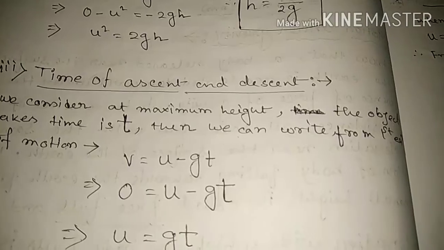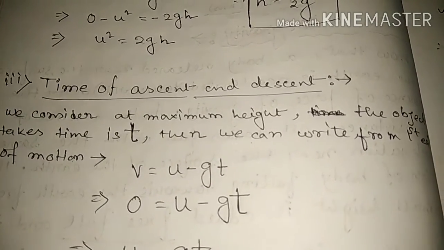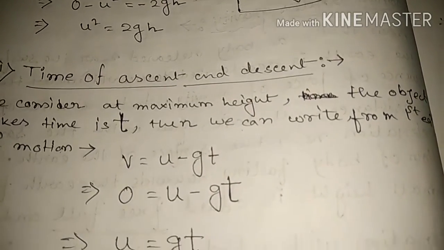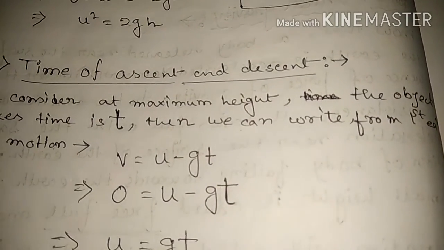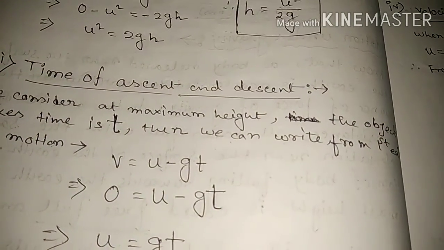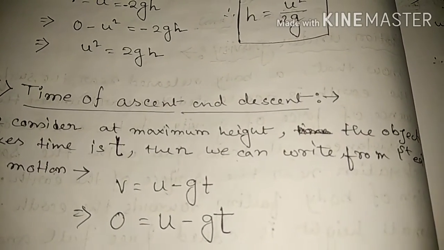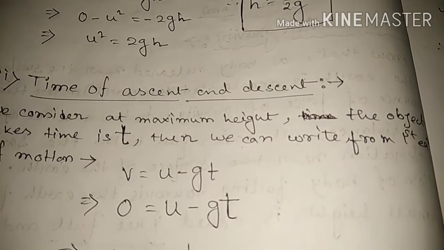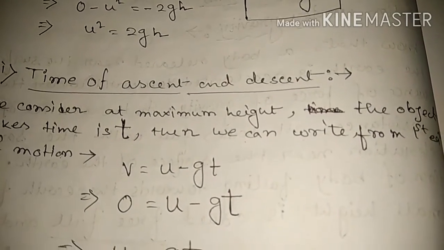Now the time of descent. The body does not stay constant over there. When we throw it, after some time it falls freely in the downward direction. When it returns from the maximum height to its original position, whatever time is taken is called the time of descent. The time to attain the maximum height is called the time of ascent. And after attaining the maximum height, when it falls from there and returns to its original position, that is called the time of descent.